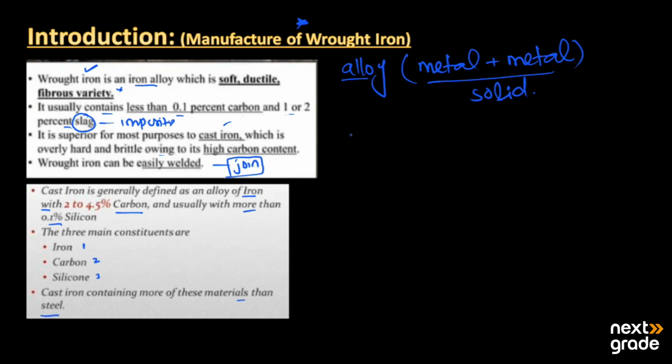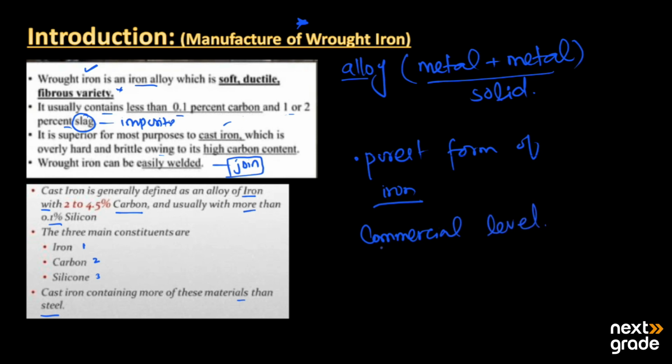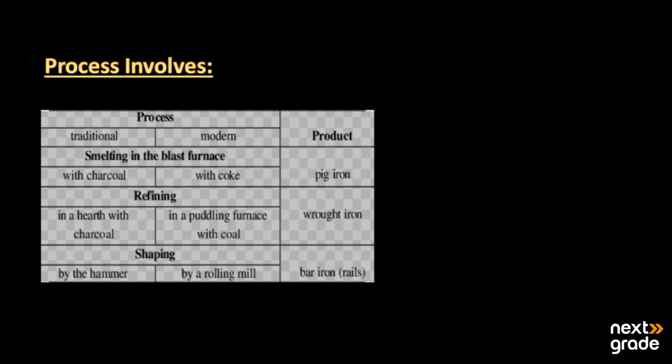So that's why we prepare wrought iron, because it is known as the purest form of iron that is present at commercial level. So we just use that iron and it is more in demand. Now, what is the main process for the preparation of that wrought iron? Let us have a look at it.